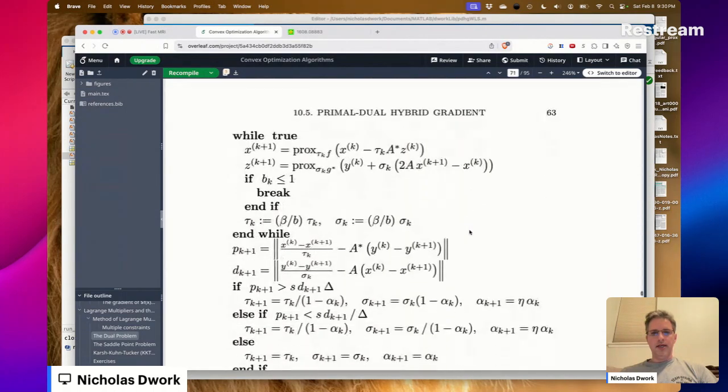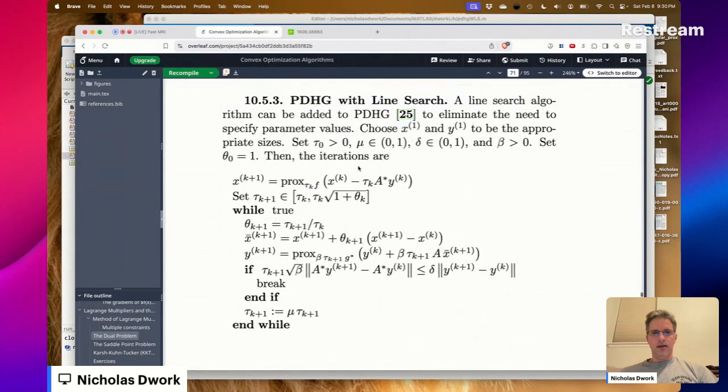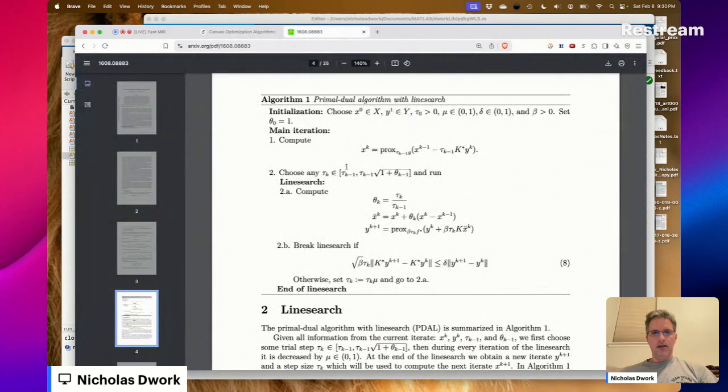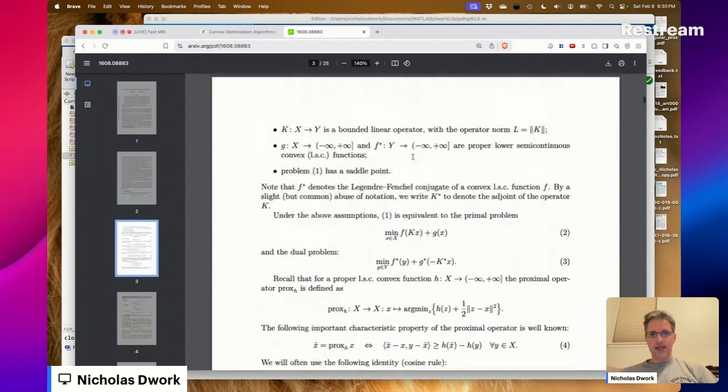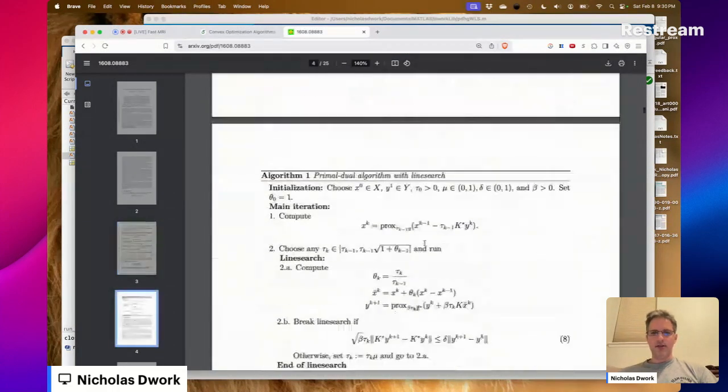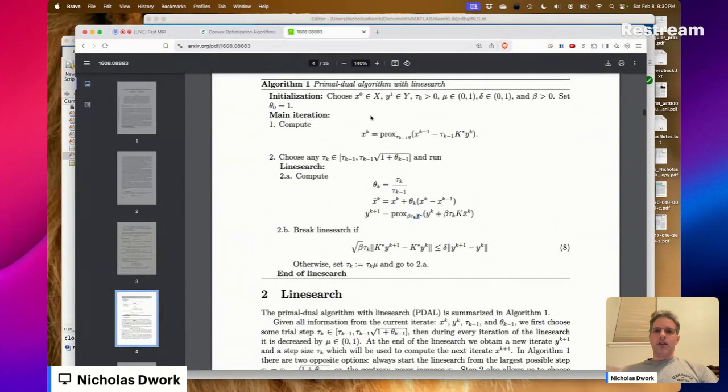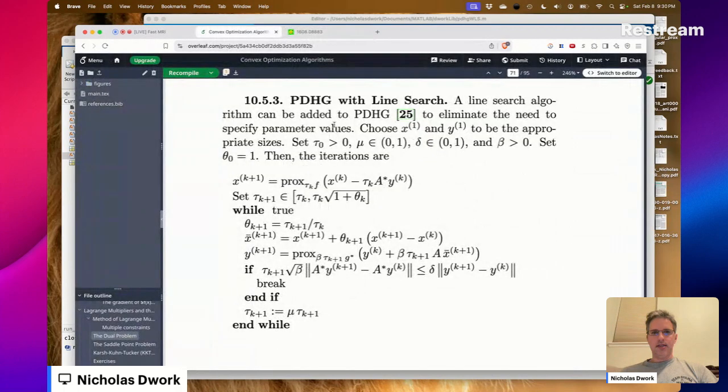Well, that's an error. Do you see it? That's G, and that's F star. Wait, so which one is what problem are they solving? We gotta look that up. F of kx minus g. So their G is our F and vice versa. Okay, so never mind. That's F for us.